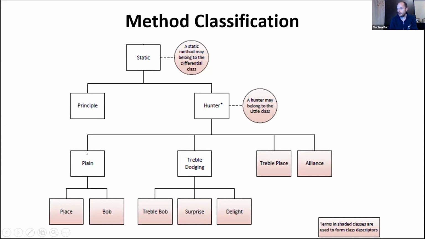Now, I think it's worth noting at this point that most of the methods that we ring fall within the hunter category. There are some principles, but there's not that many of them, and there are a few that are rung very regularly, but only 2 or 3 are actually rung on a regular basis. So most of what we ring are either plain hunters or treble dodging hunters, and so really we've covered the vast majority of what people are used to. But we will just go and have a look at these 2 treble place and alliance methods. We will talk a little bit about little hunters as well. They're in a separate little circle on their own, and we'll discuss why that is. And then I will look at differentials as well, because they're quite interesting.